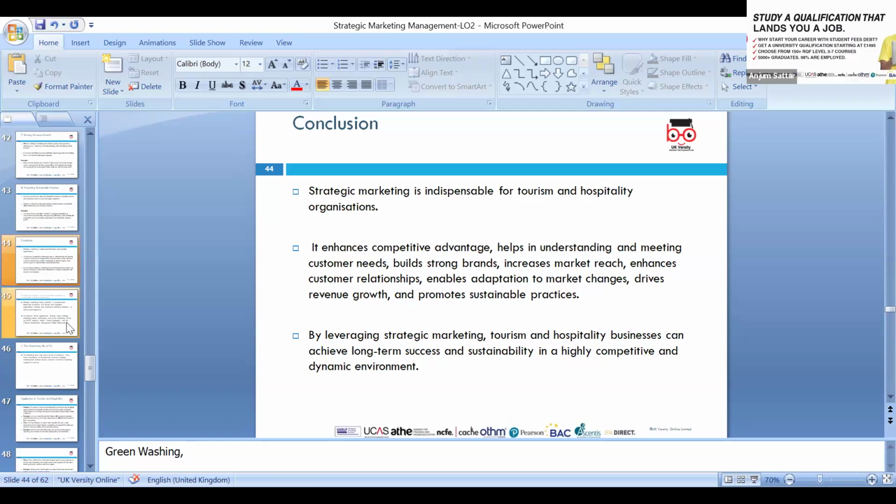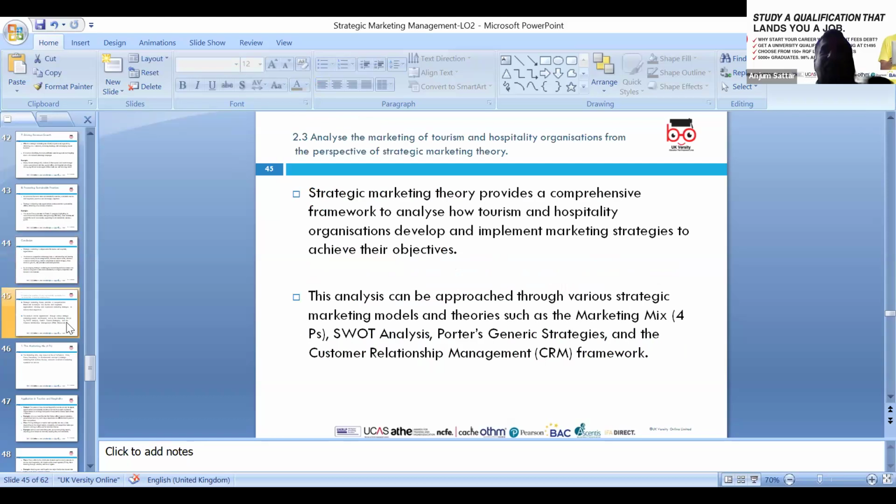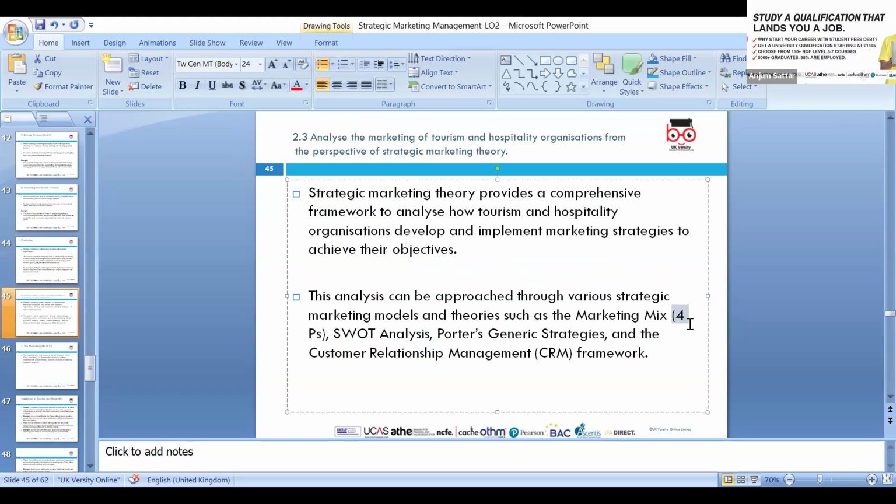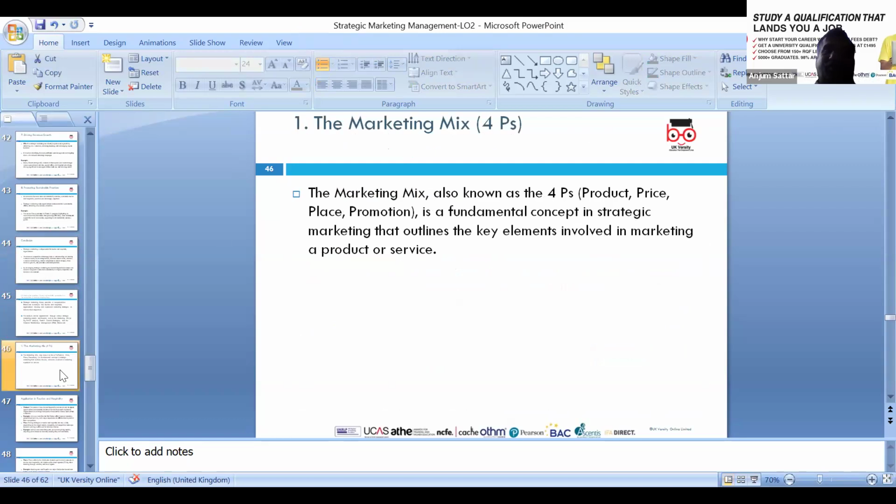Okay, then we can look around and analyze the marketing in hospitality organizations. Strategic marketing theories provide frameworks which we can look around. The four P's: profit, planet, sorry, the four P's are product, price, promotion, and place. SWOT: strengths, weaknesses, opportunities, and threats. Porter's generic strategies, and the CRM customer relationship framework is good to look around for this. Okay, so the 4P, we earlier mentioned: product, price, promotion, and place, that can be looked at.